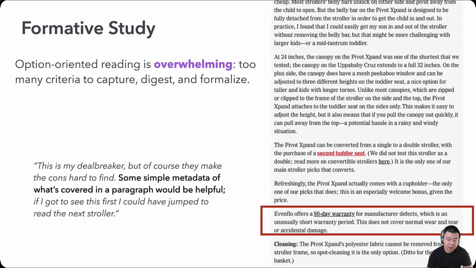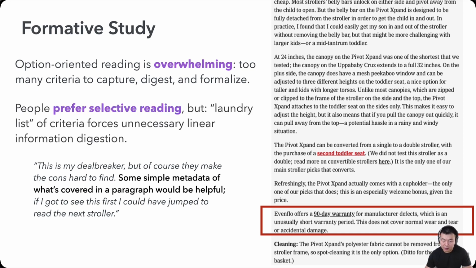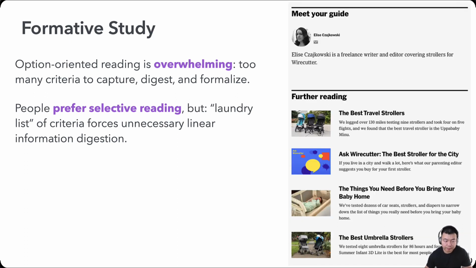On the other hand, some people are patient enough to read to the end, but only to find that they shouldn't have. For example, one of our participants noticed a minor note on the usually short 90-day warranty and said, this seems to be my deal breaker, but of course they make the cons hard to find. Indeed, the long-winded paragraphs and descriptions made it very hard for people to read effectively and also selectively on what they actually care about.